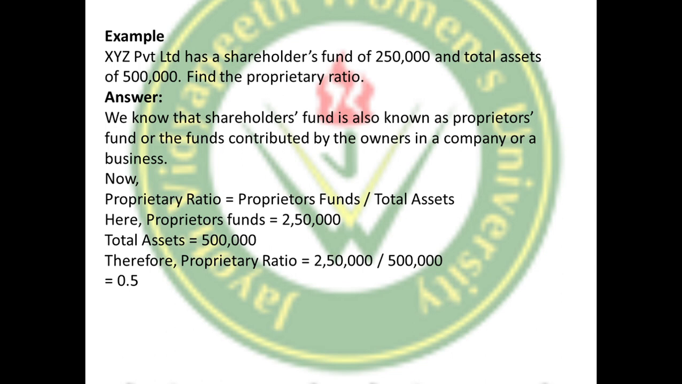The formula to calculate the proprietary ratio is proprietary funds divided by total assets. Proprietary funds we do not have to calculate because it is already given in the question. The amount is 2,50,000, and the total assets also we do not have to calculate anything. It is directly given in the question. That is 5 lakh. So we just have to divide these two numbers and we'll get our answer. 2,50,000 divided by 5 lakh is equal to 0.5.